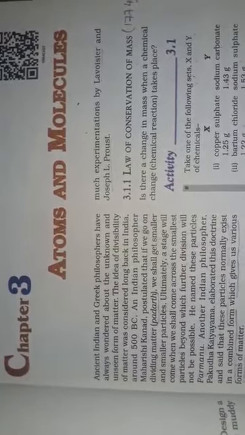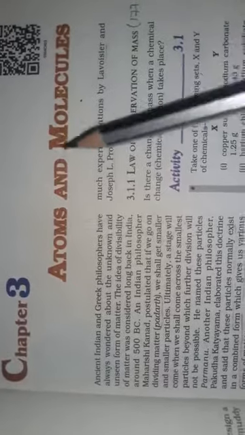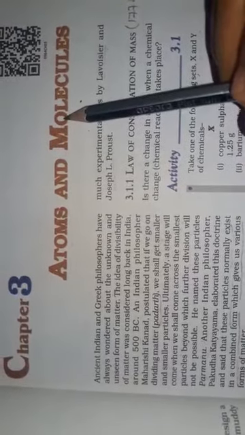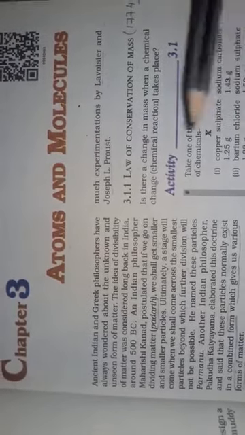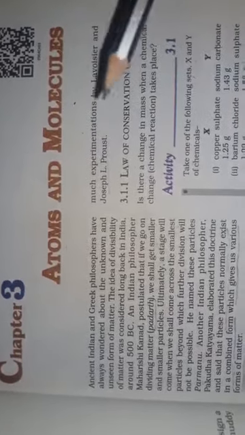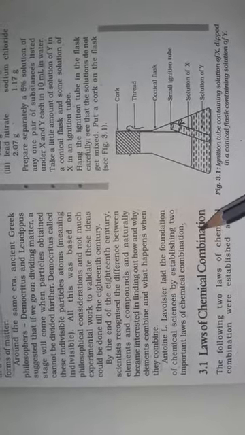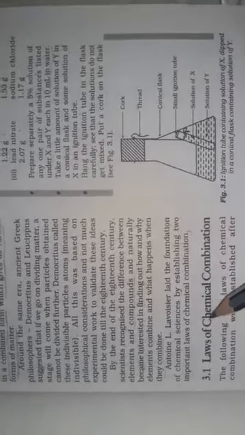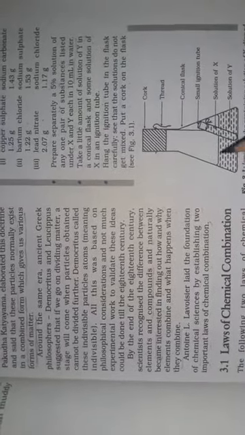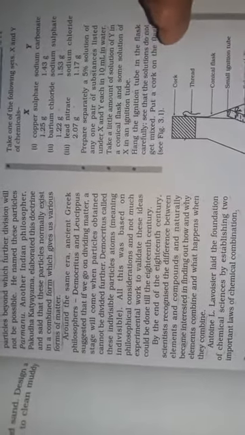As we know, in yesterday's lecture we started chapter 3, and the name of the chapter is Atoms and Molecules. In this chapter we started with a general introduction about matter, and the next topic is the laws of chemical combination. In the last lecture we covered the law of conservation of mass, and now we will cover the second law, that is the law of constant proportion.